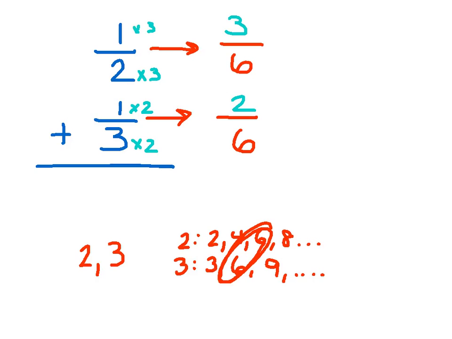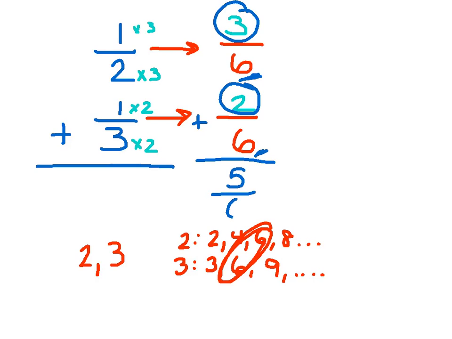So once I have found the same denominator, I can just take the numerators, add them together, and I get 5/6, which is what I saw modeled by the example on the previous page.